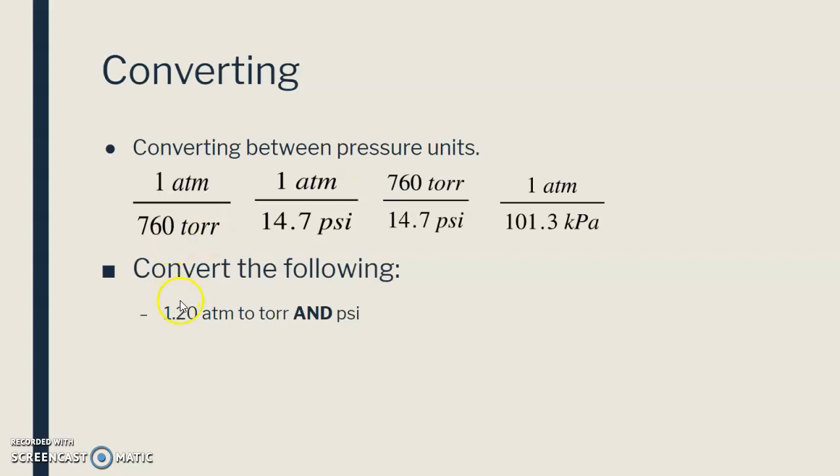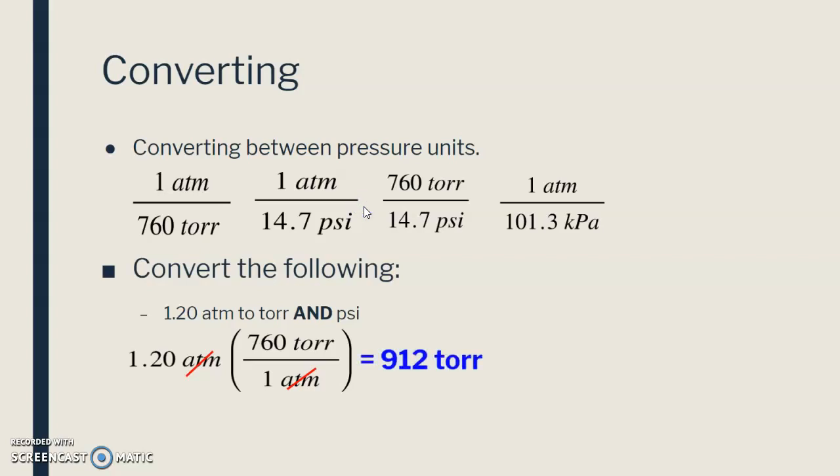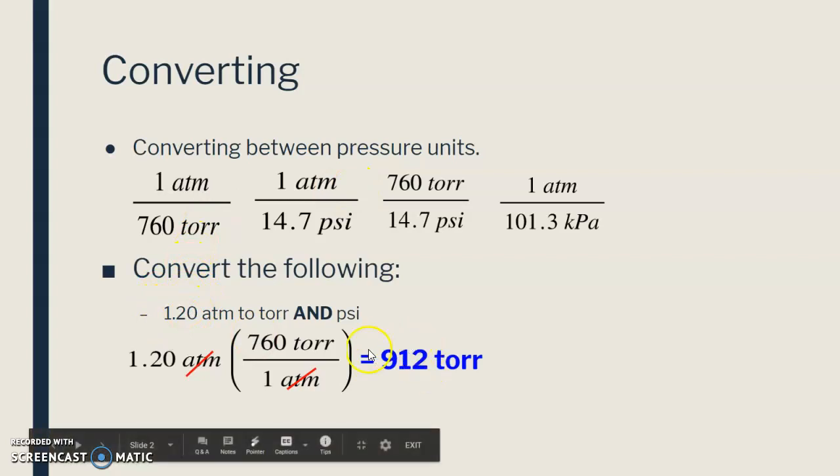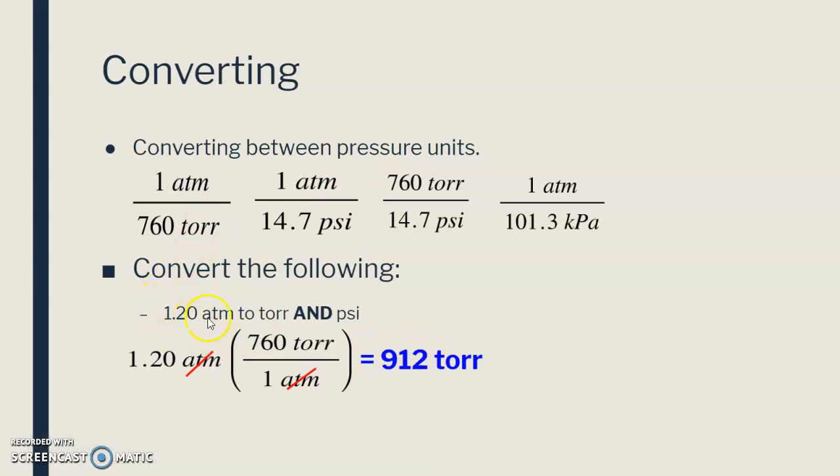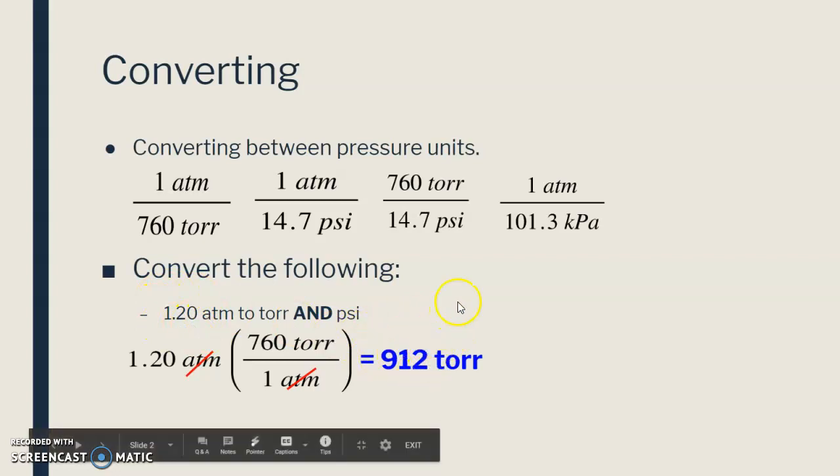Okay, so I'm going to convert my ATM to torr first, and I'm going to start with that 1.20 ATM, and I'm going to use this conversion factor here. Because I know that I need to get rid of my ATM, instead of setting it up the way that it's listed, I flip it so that those ATMs can cancel. I'm left with torr. I do the math, 760 times 1.20, and I get 912 torr. So 1.2 ATM is about 912 torr. My problem started in 3 sig figs, so my final answer has to also be in 3 sig figs.